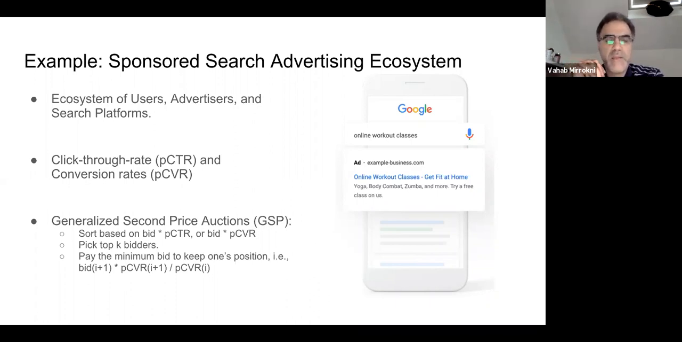And the main type of auction that runs in these scenarios is what we call the generalized second price auction, or the GSP auction, in which we sort the bids based on bid times pCTR, bid times conversion rates, and pick the top K bidders. The payment of bidder i is going to be the minimum bid they have to pay to keep their position, which is bid of i+1 times pCVR of i+1 over the pCVR of bidder i.